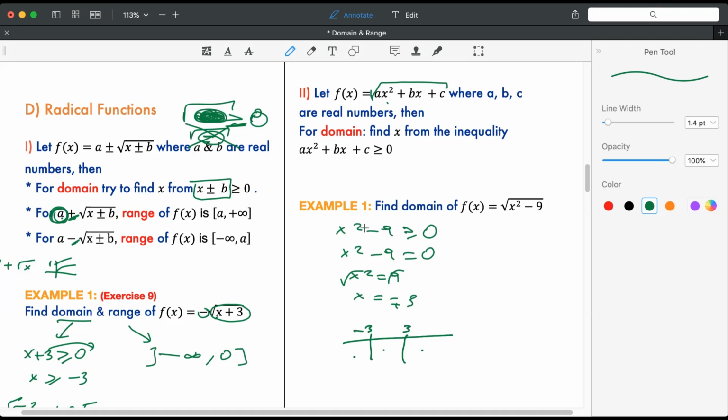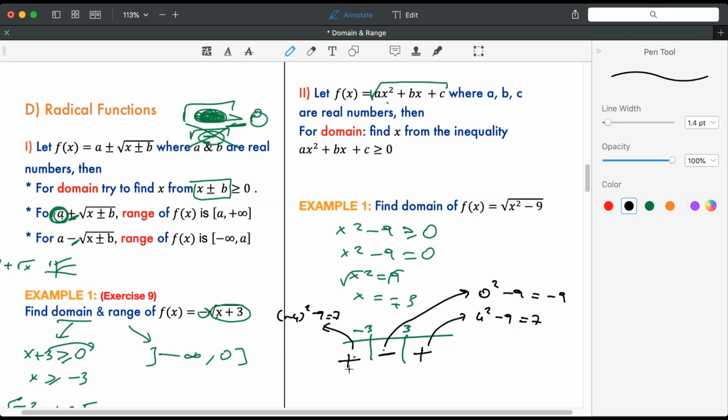If x is 4, 4 squared minus 9, that is 16 minus 9, which is 7, a positive number. Put the sign as positive. Pick a number from the second region between negative 3 and 3, for example 0. 0 squared minus 9 is minus 9, which is a negative number. Put negative. And pick a number from this region too, less than negative 3, let's say negative 4. Negative 4 squared minus 9 is also 7, which is a positive number.